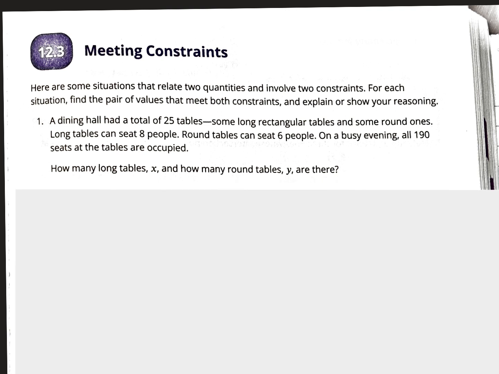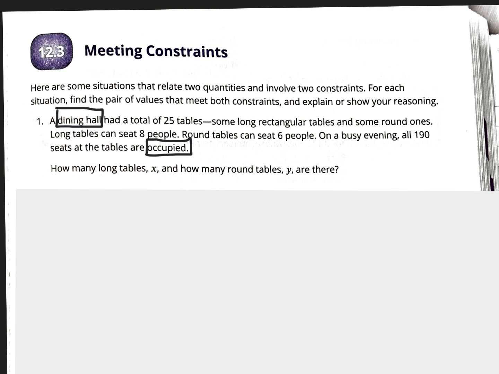So for problem number 1, pause the video, read the word problem, and make sure you understand some keywords that you probably want to pay attention to. Make sure you know what a dining hall is. Make sure you understand what they mean by saying that the tables are occupied. So pause the video, read the problem, define any words that you don't know, ask any questions, and then restart the video once you are ready to turn it into an equation.